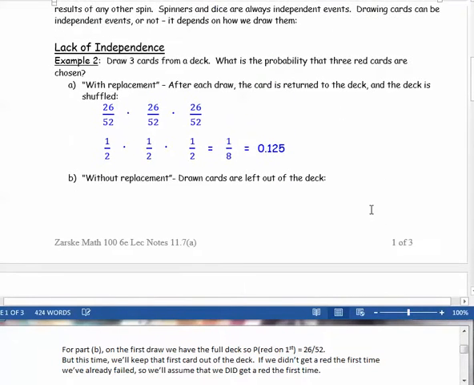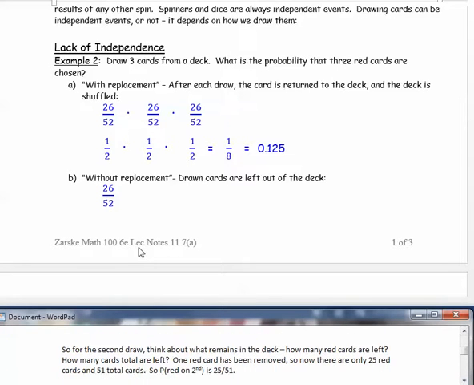For part B, on the first draw, we have the full deck. So the probability that we get a red on the first draw is, again, 26 out of 52. But this time, we'll keep that first card out of the deck. Now, if we didn't get a red the first time, we've already failed. So we're going to assume that we did get a red the first time.